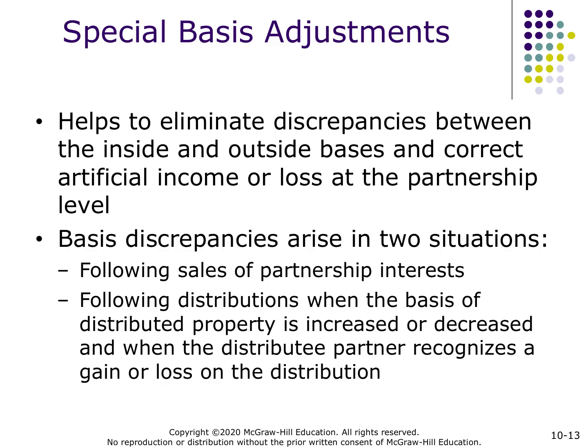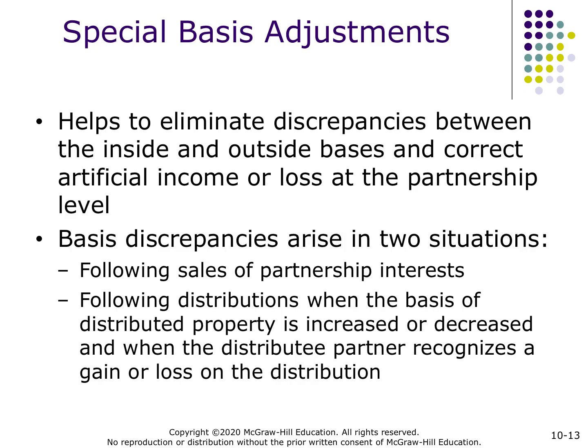So the other thing that we need to cover in this chapter are what are called special basis adjustments. And so these help eliminate the discrepancies between the inside and outside bases and correct artificial income or loss at the partnership level. Okay, so why do these things occur? Why do these discrepancies occur?